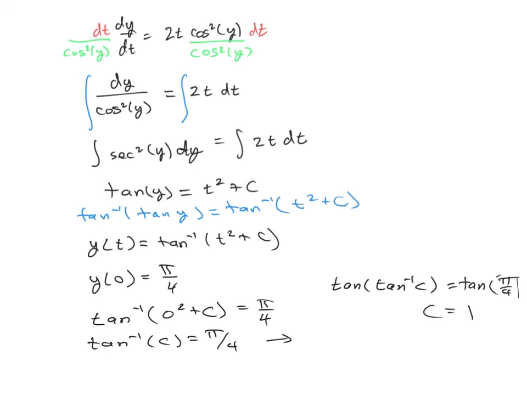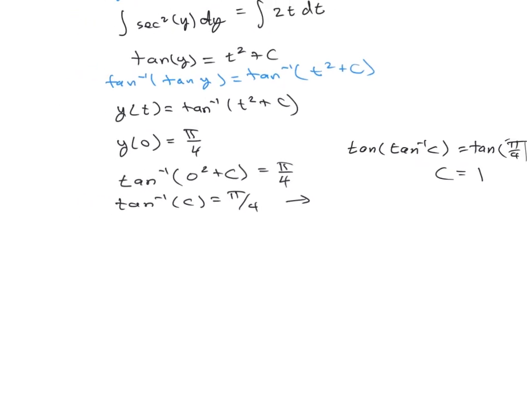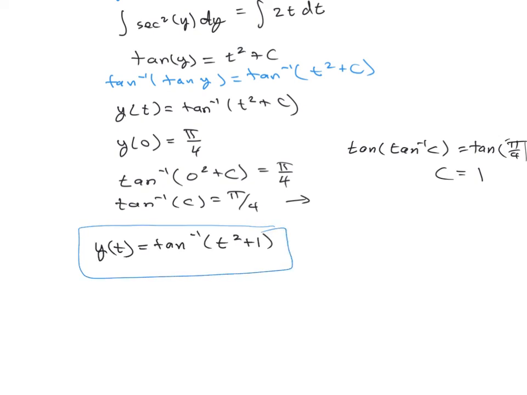So our solution for this initial value problem is going to be y of t is equal to the tangent inverse of t squared plus 1. And the domain of the tangent inverse function is all real numbers. If we think about the graph of that function, when we graph this, we're going to see a nice graph that's going to have a smooth flattening there and then back up again.